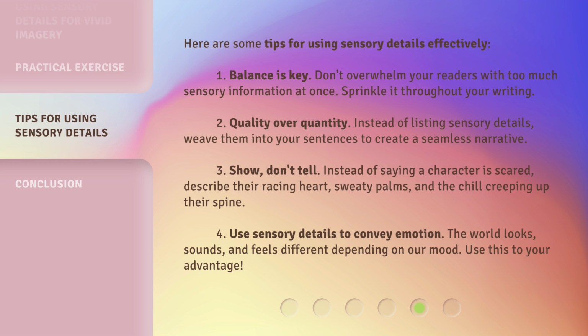3. Show, don't tell. Instead of saying a character is scared, describe their racing heart, sweaty palms, and the chill creeping up their spine. 4. Use sensory details to convey emotion. The world looks, sounds, and feels different depending on our mood. Use this to your advantage.